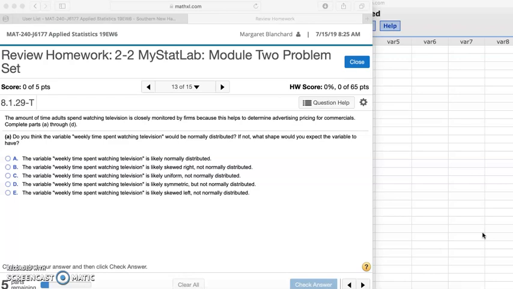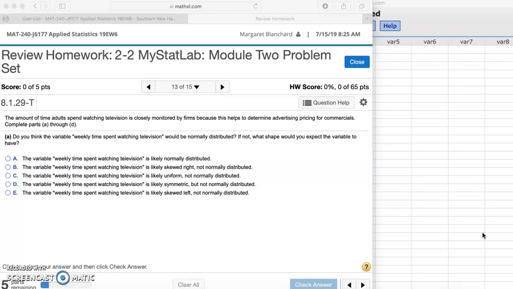Module 2, problem number 13. The amount of time adults spend watching television is closely monitored by firms because this helps to determine advertising pricing for commercials. Complete parts A through D below. Part A, do you think the variable weekly time spent watching television would be normally distributed? If not, what shape would you expect the variable to have?